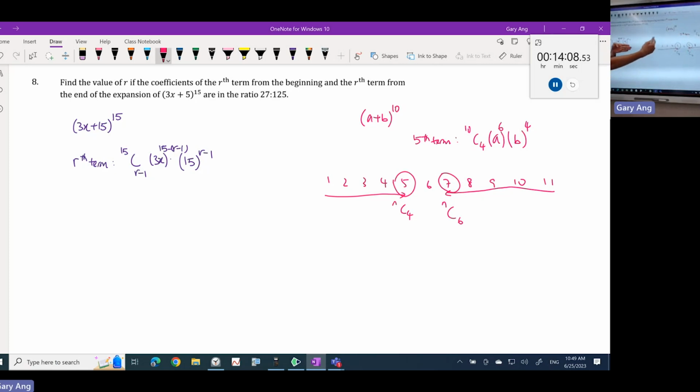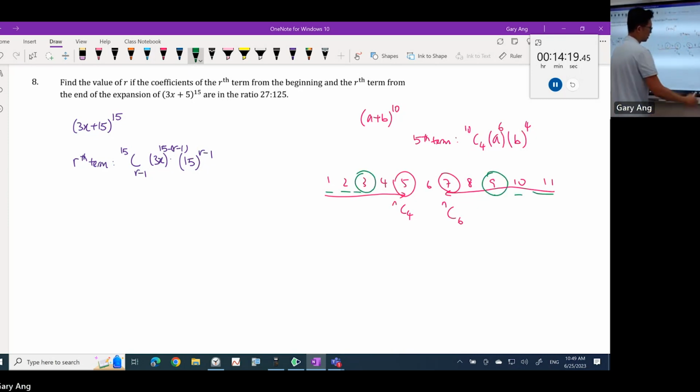The 5th term from the front and 5th term from the back is not so obvious. How about we say the 3rd term from the front and the 3rd term from the back? 3rd term from the front, 1, 2, 3. 3rd term from the back, 1, 2, 3. 2nd term from the front, 2nd term from the back.